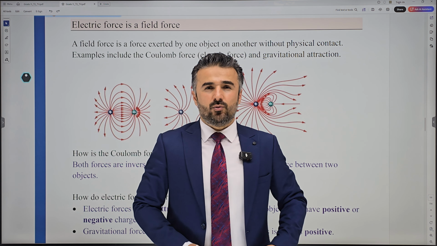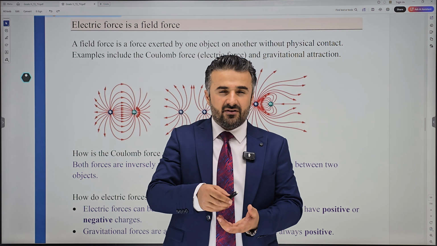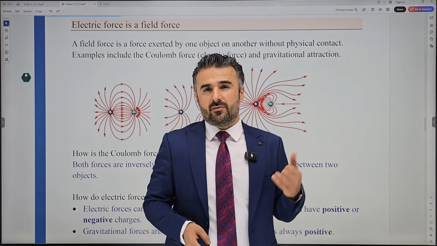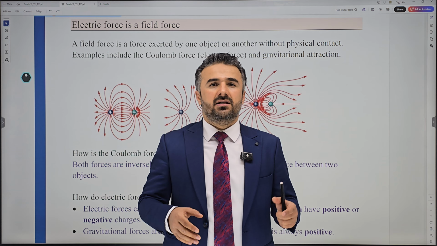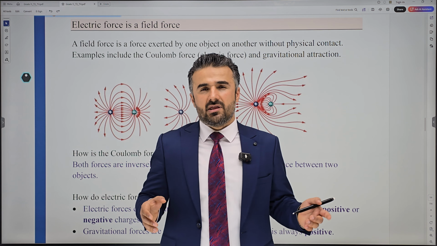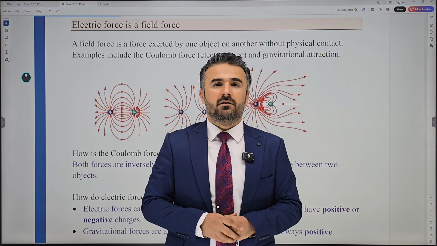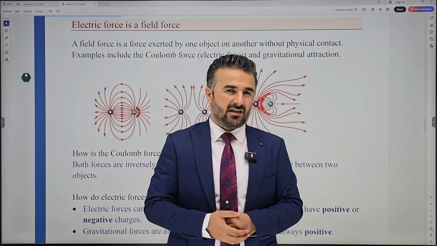But on the other hand, we have field forces like gravitational force. You drop a pen, it falls even if there's no contact. Magnetic force, or now we've learned about electric force. These can attract or repel even without a direct contact. So these kinds of forces, we call them field forces. So electric force is one of them, and of course is stated by Coulomb's law.